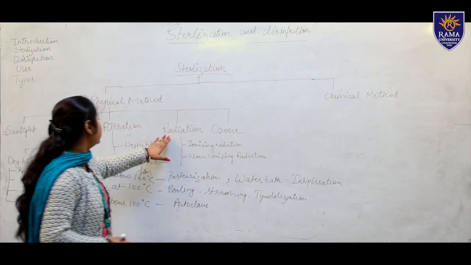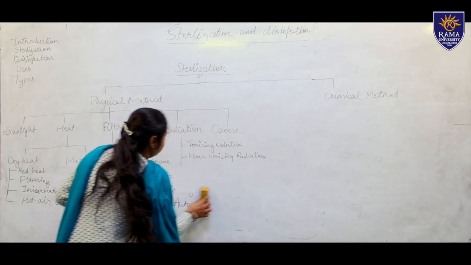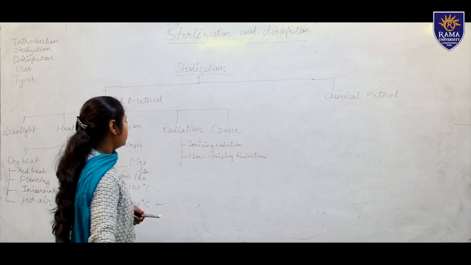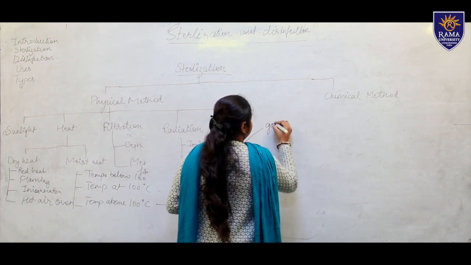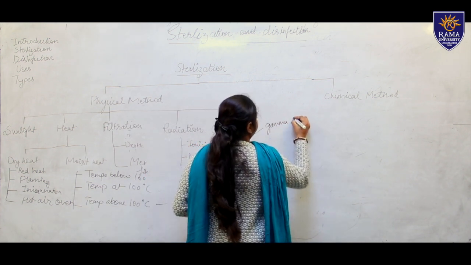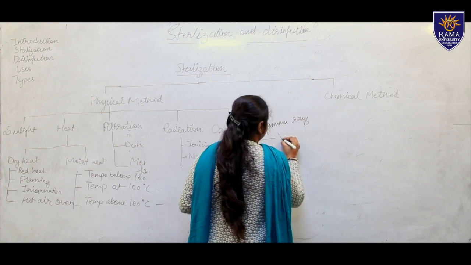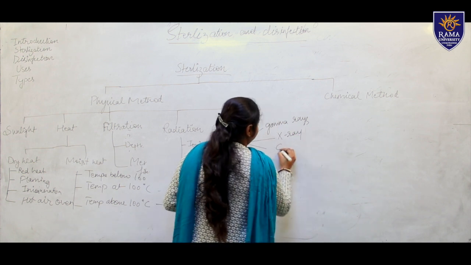Comes to the radiation part. Radiation is of two types: ionizing radiation and non-ionizing radiation. Ionizing radiation includes gamma rays, X-rays, and cosmic rays.